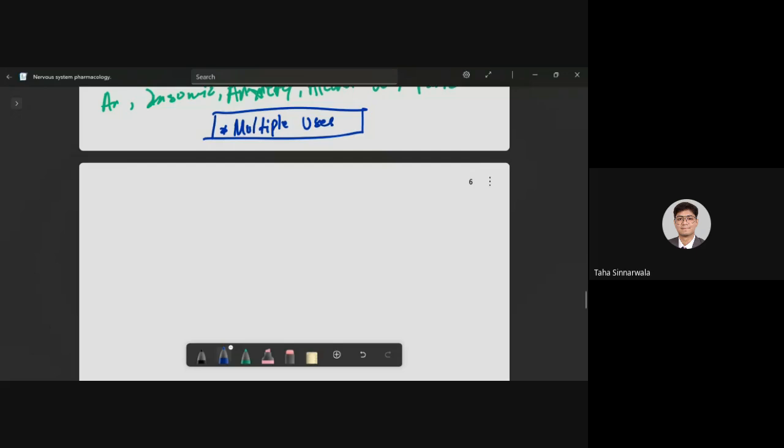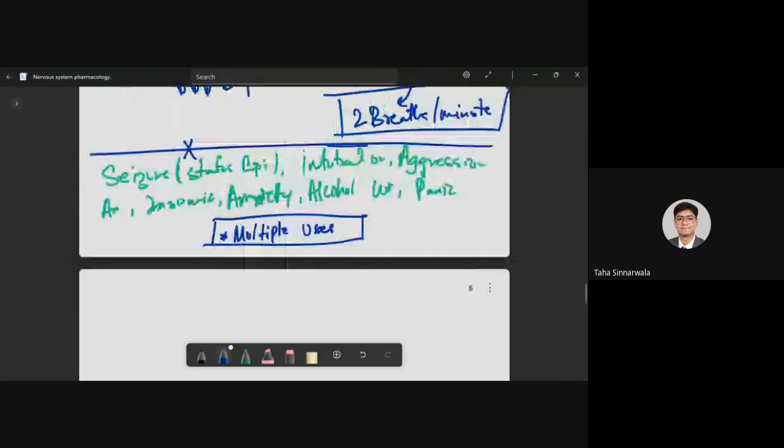That's why they have so many use cases, because a lot of problems that happen in the brain are because of overactivity. Seizures are because of overactivity. Aggression is because of overactivity. Insomnia is because of overactivity. Anxiety, alcohol withdrawal, okay, that's not because of overactivity, but if you have withdrawal, then you can have overactivity. Panic disorder is because of overactivity of the brain. So benzodiazepines or barbiturates try to reduce this overactivity by overall depressing the CNS.